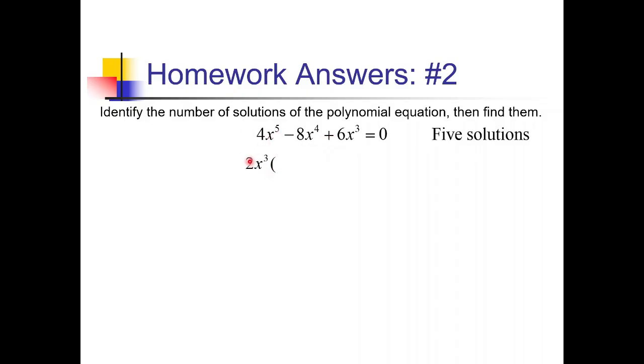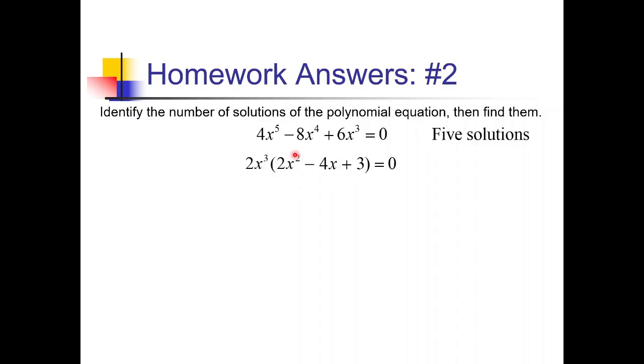4x to the fifth divided by 2x cubed is going to be 2x to the second power. Negative 8x to the fourth divided by 2x cubed is going to be negative 4x. And then 6x cubed over 2x cubed is going to be 3. Can I factor the stuff inside here anymore?